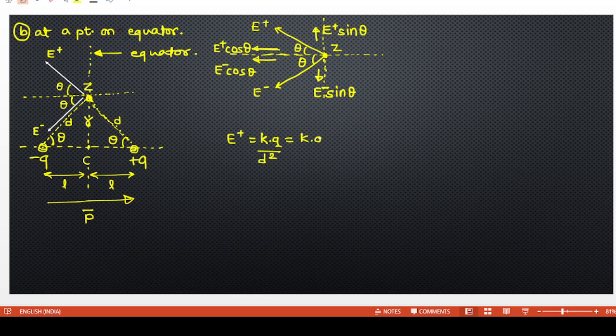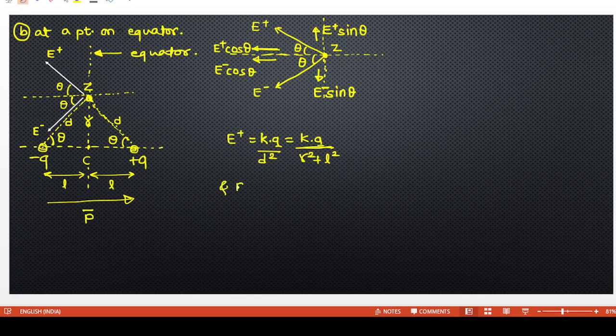How to replace d square? d will not be given to you. Only r and l will be given to you. So d square can be replaced by r square plus l square.